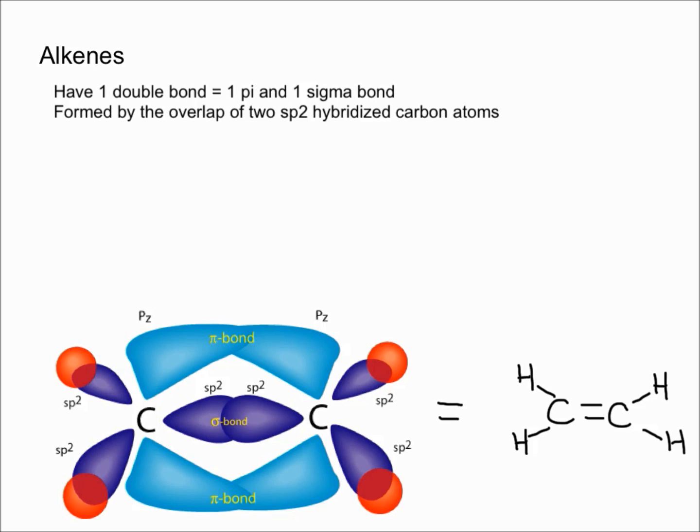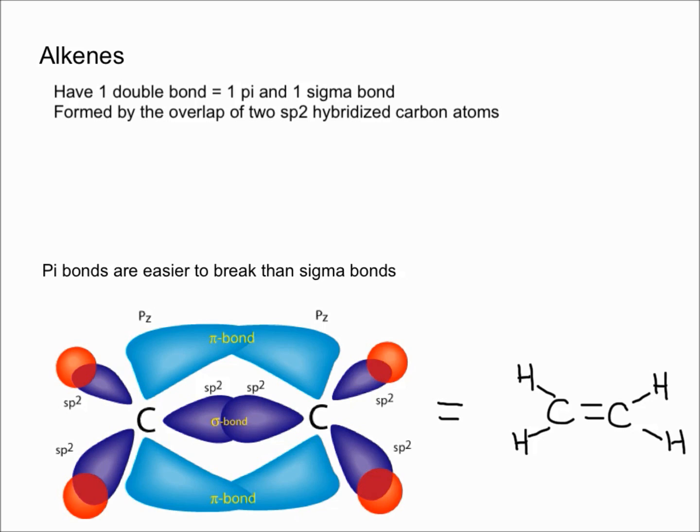Additionally, due to the extra pi bond, double bonds have more energy. What that means is the bond is stronger. One more thing to remember is that a double bond consists of a pi bond and a sigma bond, and it's important to remember that a pi bond is a lot easier to break than a sigma bond.